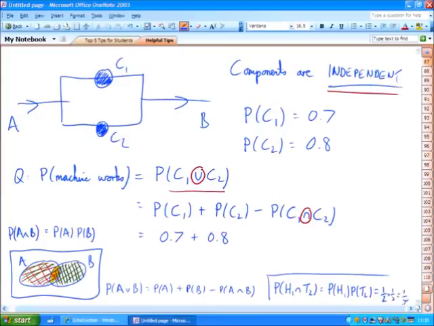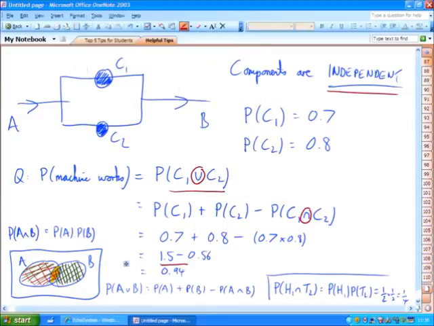So if you see the word independent in your exam question and you're dealing with intersects, then you are going to be multiplying probabilities. So returning up here, this will be minus the probability of C1 intersect C2, so it's going to be the product of the probability of C1 times the probability of C2. Plug all this into your calculator: 0.7 plus 0.8 gives me 1.5, minus 0.7 times 0.8, which is 0.56, which gives me a final answer of 0.94.